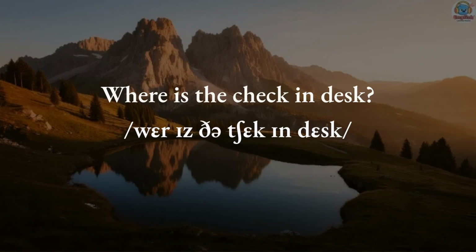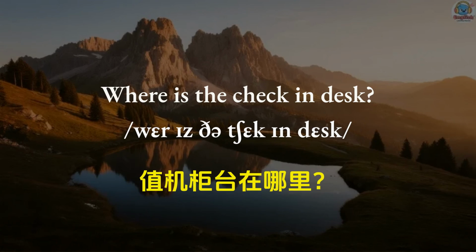Where is the check-in desk? Where is the check-in desk? 值机柜台在哪里？ Where is the check-in desk? Where is the check-in desk?